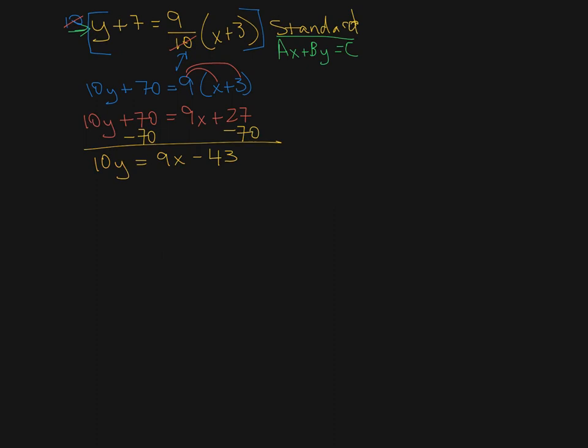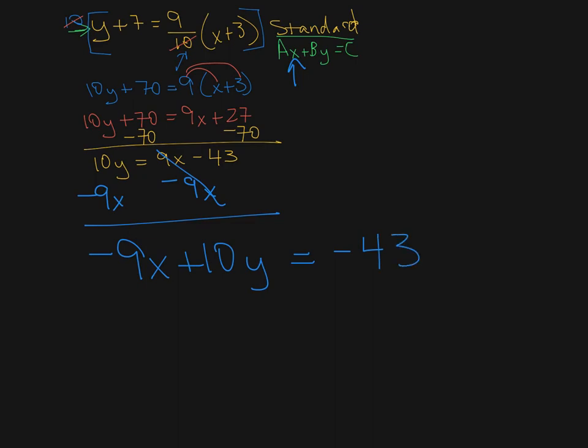So once I do that, I had to make the screen a little bigger. I need to move this 9x to the other side so that it will be in front, because in standard form, the ax is in front. So when I do that, I get negative 9x plus 10y equals, that crosses out, negative 43.